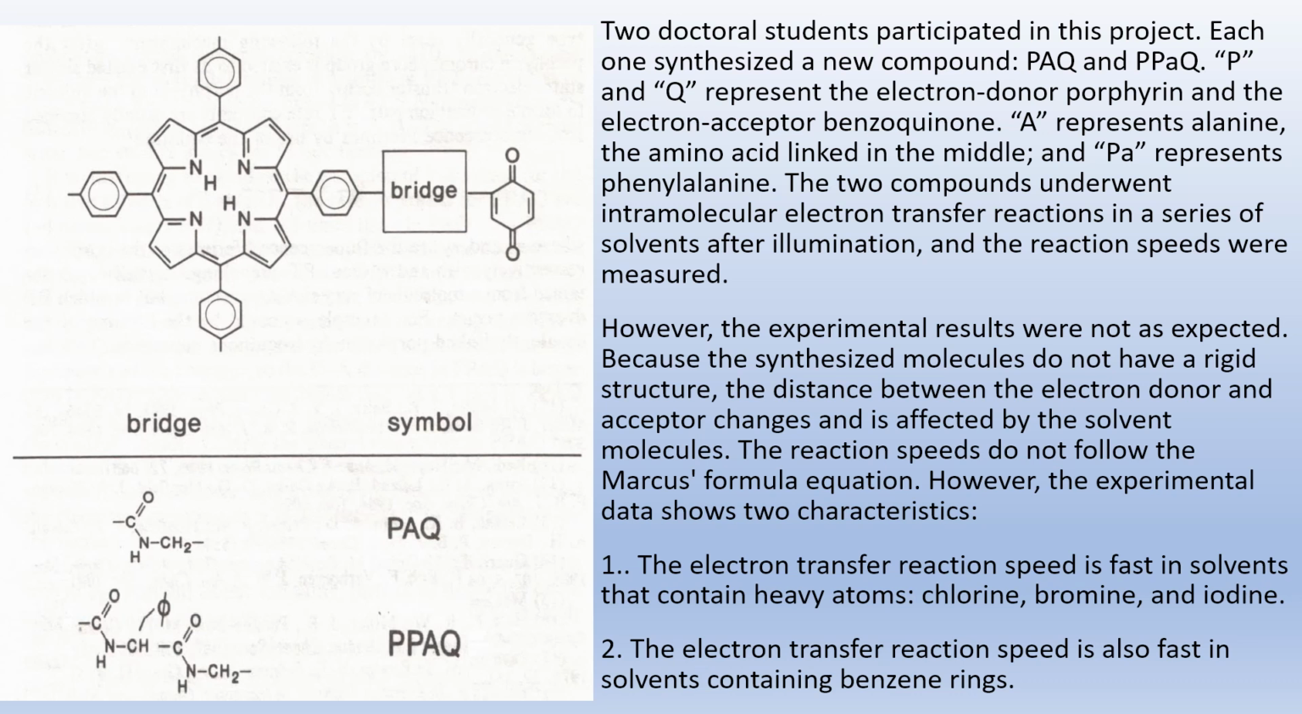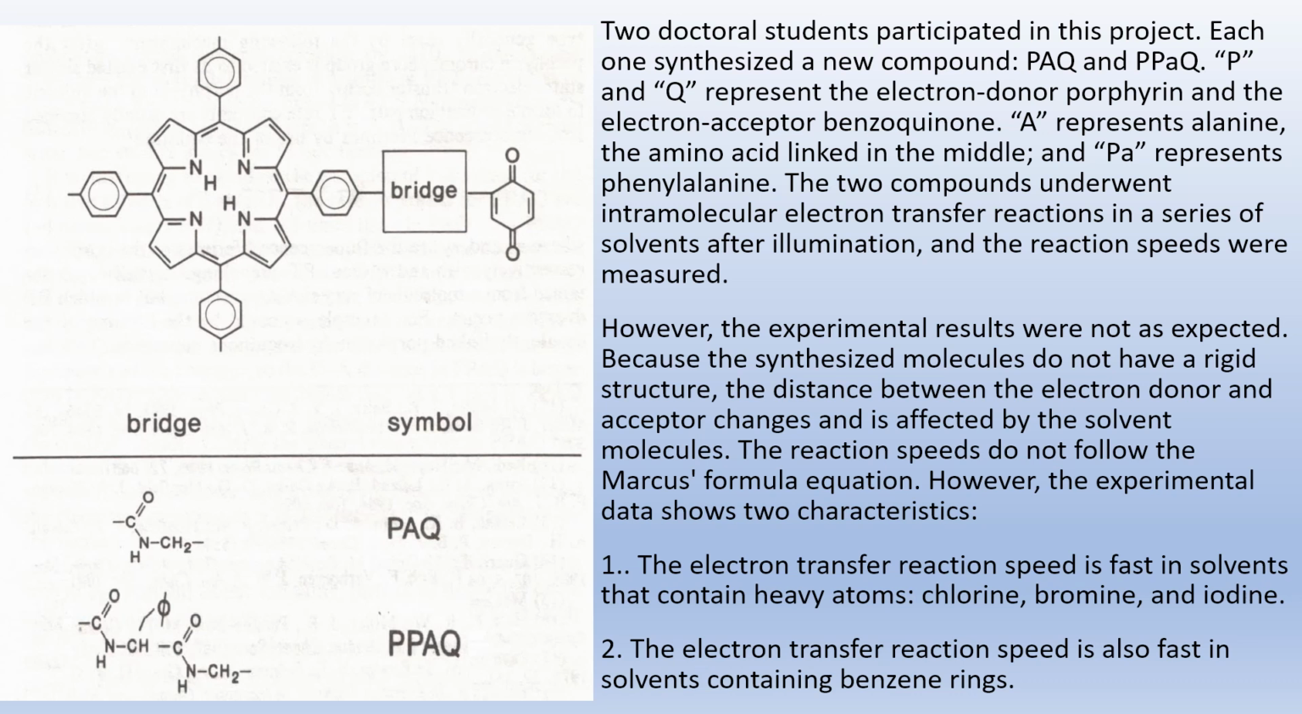P and Q represent the electron donor porphyrin and the electron acceptor benzoquinone. A represents alanine, the amino acid linked in the middle. And PA represents phenylalanine. The 2 compounds underwent intramolecular electron transfer reactions in a series of solvents after illumination, and the reaction speeds were measured. However, the experimental results were not as expected.